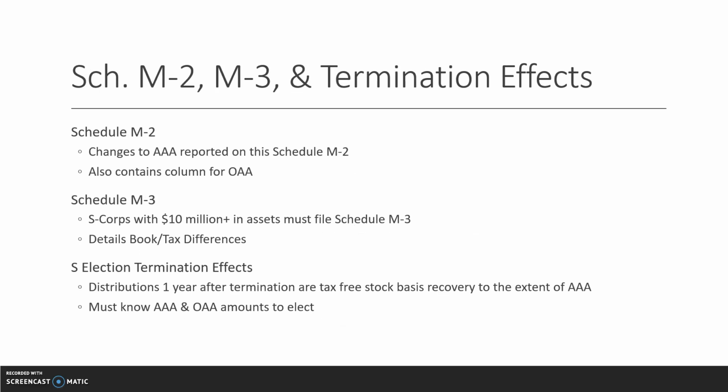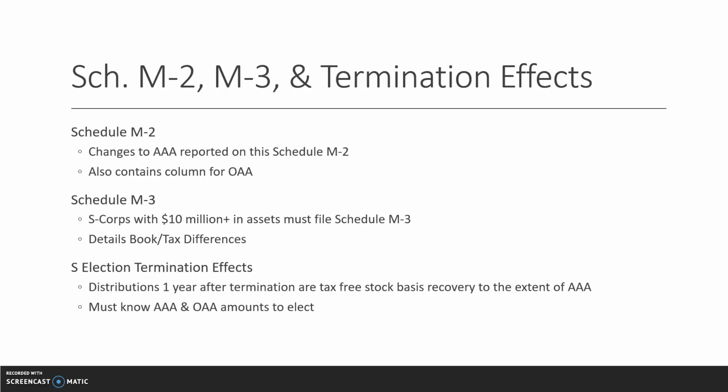All right, so let's jump into the tax schedules here. So you've got the Schedule M2. That's where the changes to the AAA account are going to be reported. And this is also going to contain that column for the OAA stuff as well. So everything I talked about in the last slide is pretty much all going to show up on Schedule M2.